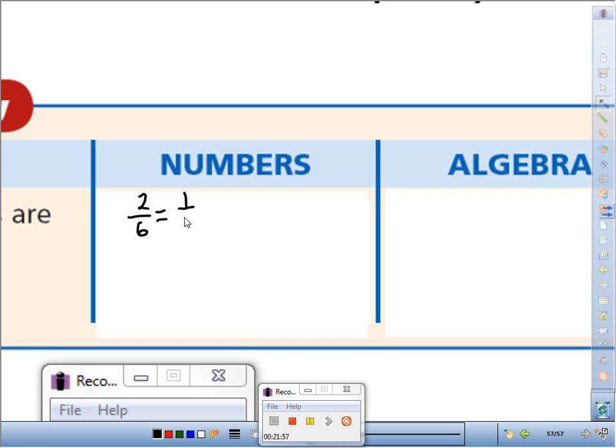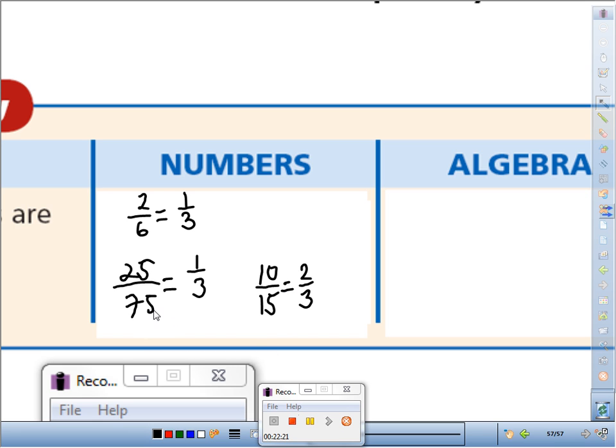This becomes 1/3. Let's see. How about if I gave you the fraction 25 over 75. What is that? 1/3. Okay. How about if I gave you the fraction 10 over 15? What is this? 2 over 3. 2 over 3. Okay, so check this out.